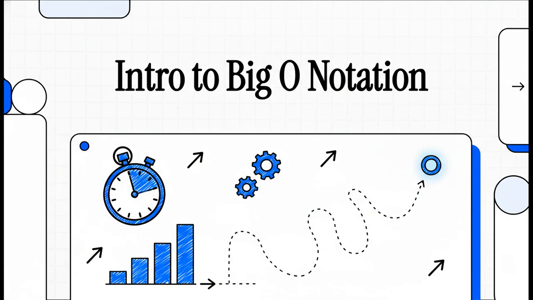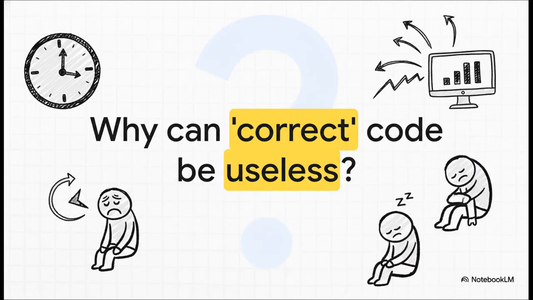So, when we're building software, getting the right answer, that's table stakes, right? It has to work. But what happens when your correct code is just painfully slow? Today, we're going to talk about why speed matters just as much as accuracy, and we'll learn the language to describe it. Okay, let's just jump right in with a question.